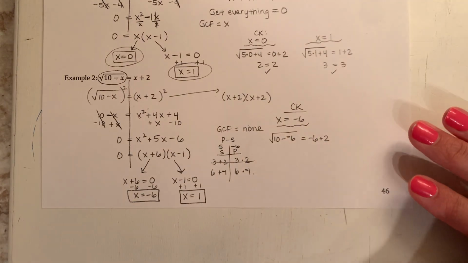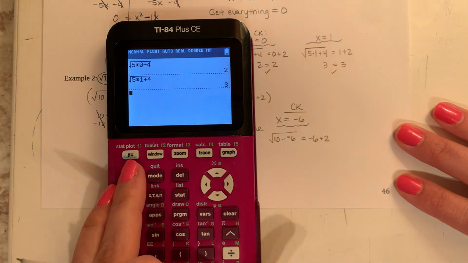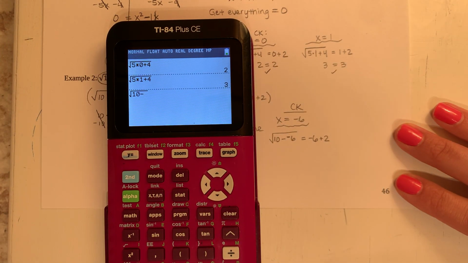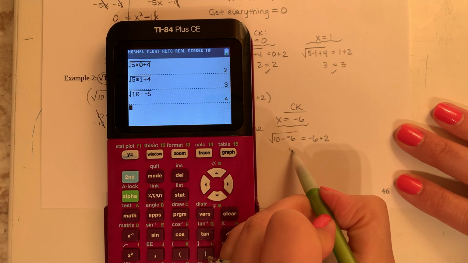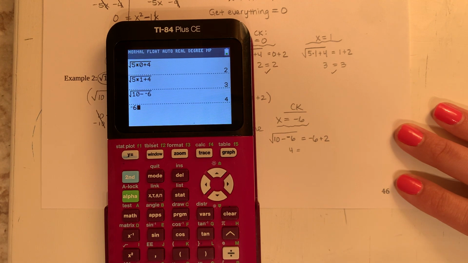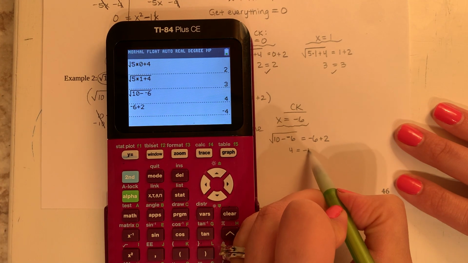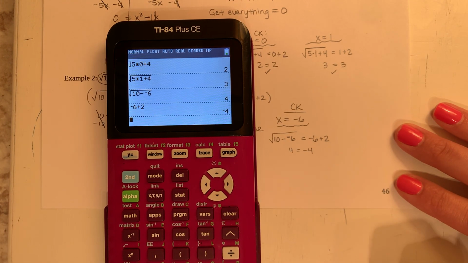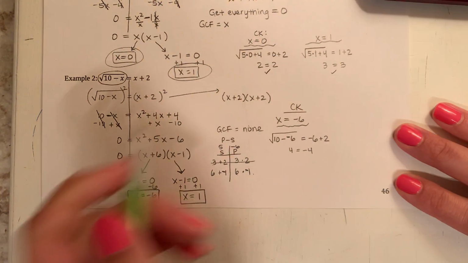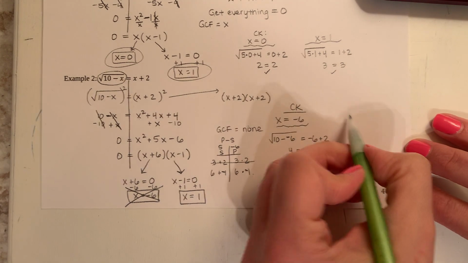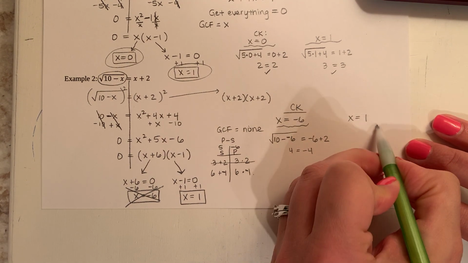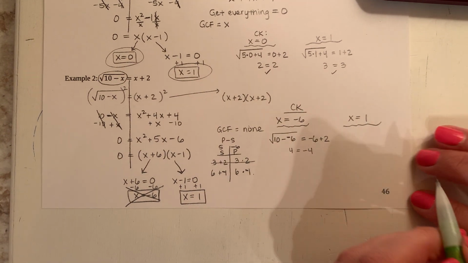Okay, in my calculator, on the left-hand side, I'm going to type in the square root of 10 minus a negative 6. See the double negative? That gets me 4. But on the right-hand side, negative 6 plus 2 gets me negative 4. That is not true. So guess what, you guys? We can cross out the negative 6. That's actually an extraneous solution. It was not invited to the party, but it showed up anyway.